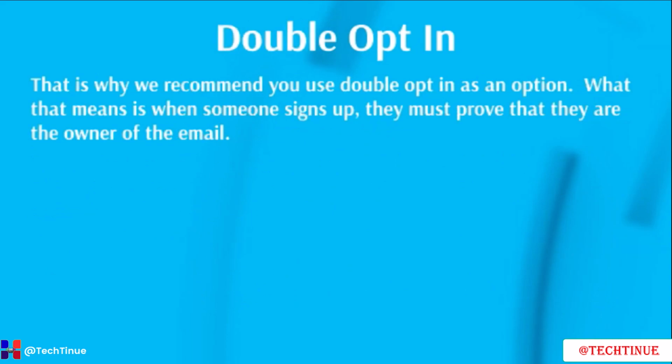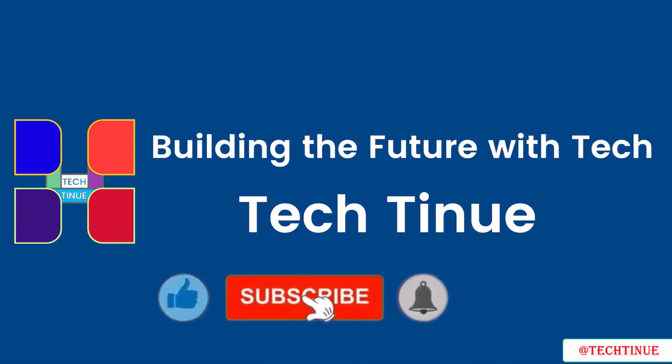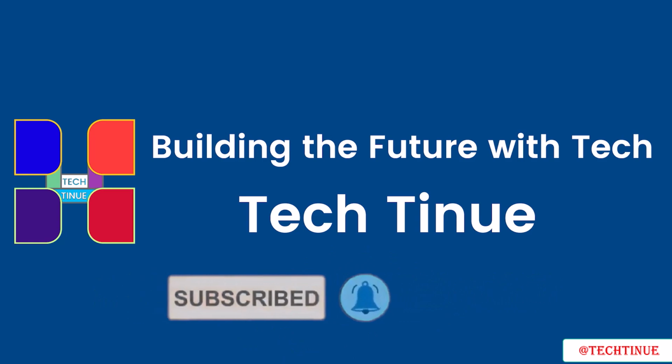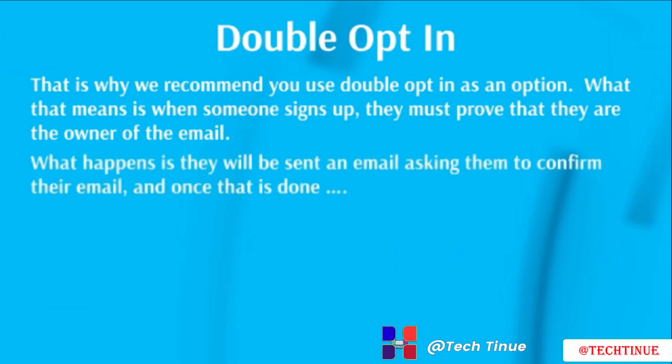Double opt-in is when somebody signs up, and let's use the example before where they fill in their name and email address on your landing page and they click submit. Now, at this point, they're not going to be added to your list. They're going to be added to a sort of pending list. Now, what they have to do in this case is they have to prove that they are the owner of the email. So what happens is they get sent an email asking them to click a confirmation link. And when they click that, and once that is done, then of course they're added to your email list.